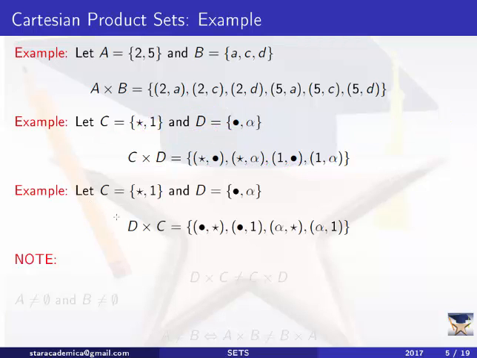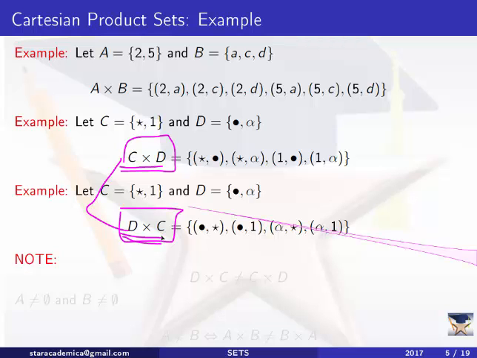Let's look at another example. This time the question is to list down D cross C. So we have C cross D. Now we want D cross C. One may think that they are equal, but this is not the case in general. As we are going to see now, the first entries from this Cartesian product come from set D.